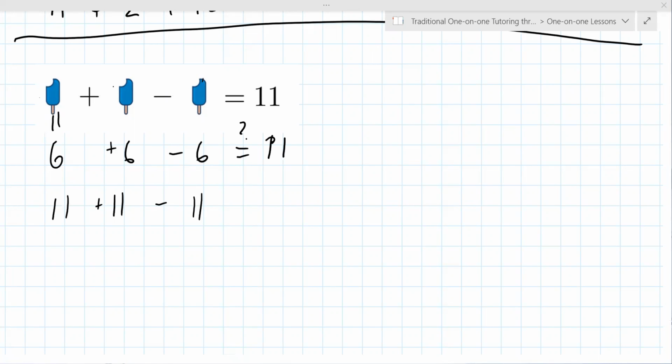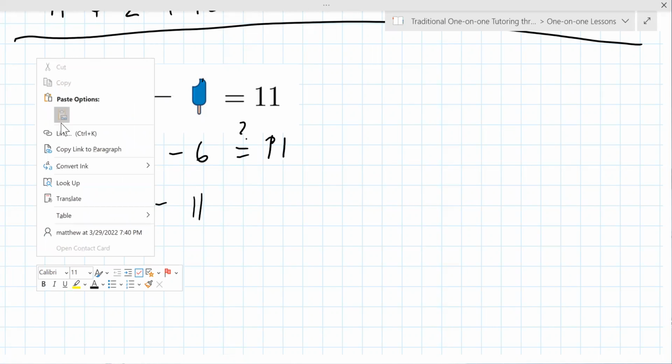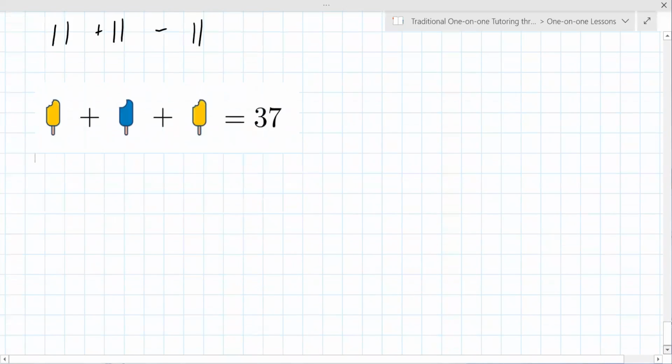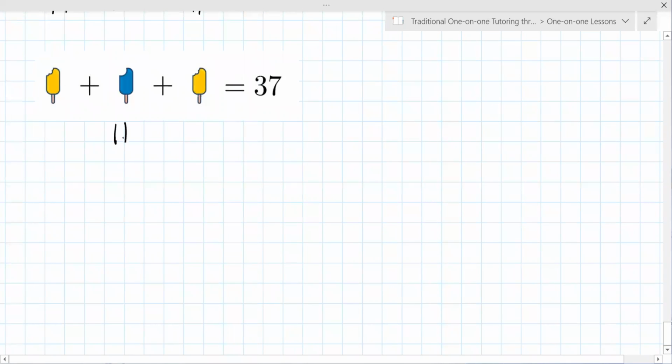So let's try line 2. Let me snip that in. All right, so line 2 here, this is 11. So what number do you add to 11 and then add it again to get 37?